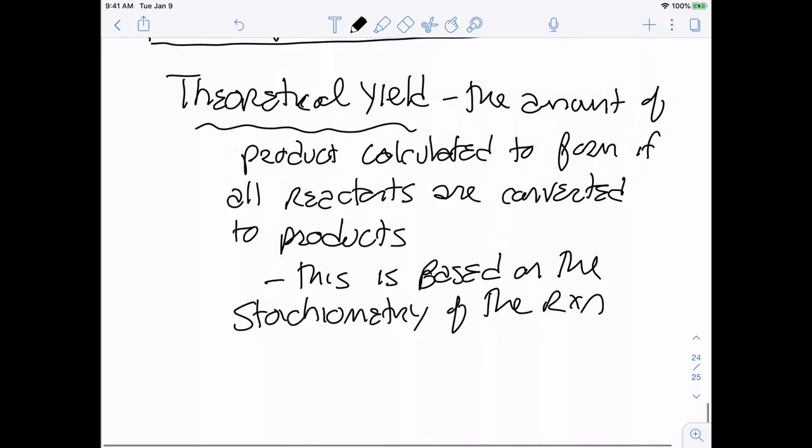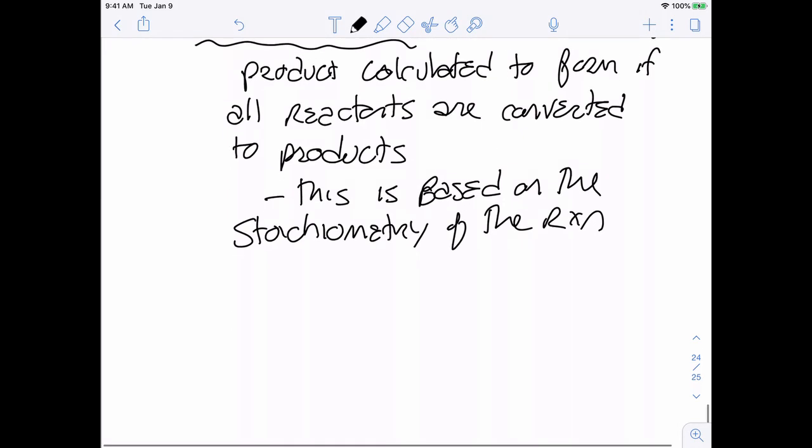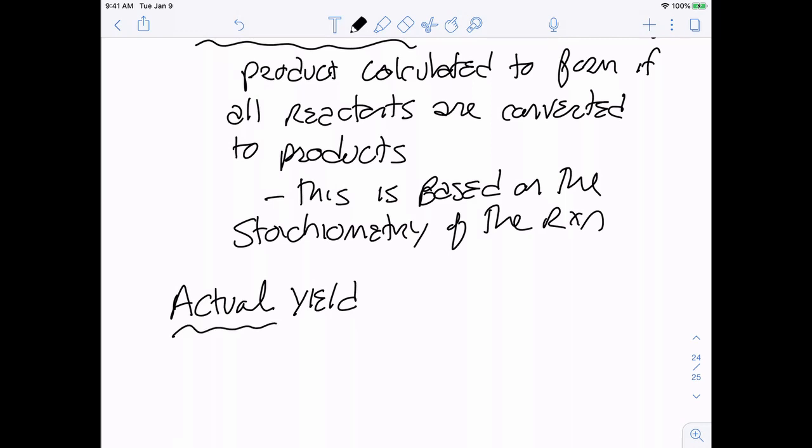Right? This is what we've been calculating, right? Given a balanced chemical equation and you start out with this many grams of a reactant, how many grams of a product are we going to get? That is my theoretical yield. Actual yield, and it's lovely that the name tells us what it is, how much we actually will get. So if you go into lab and you perform a reaction, the amount of product that you actually get.